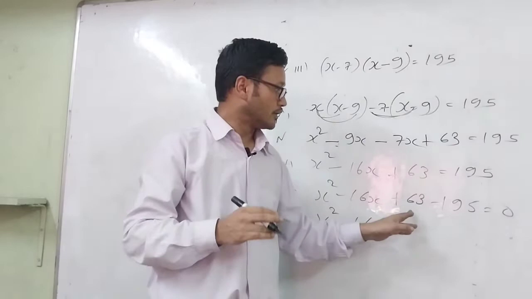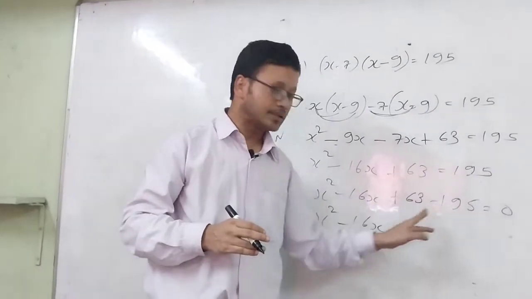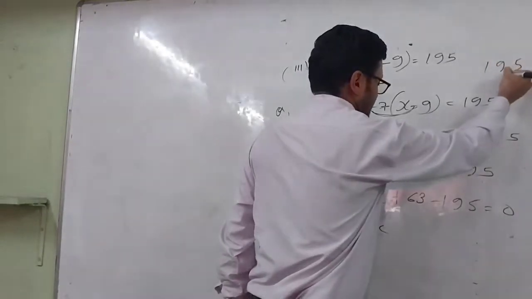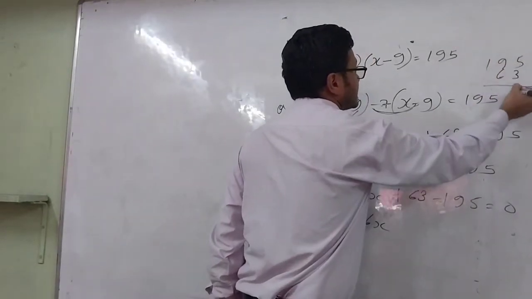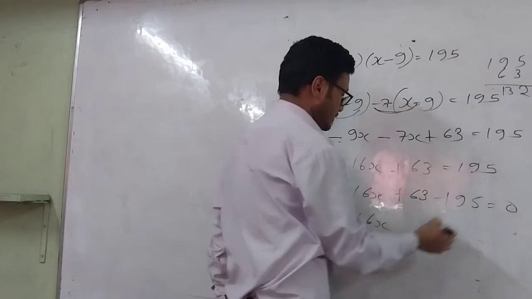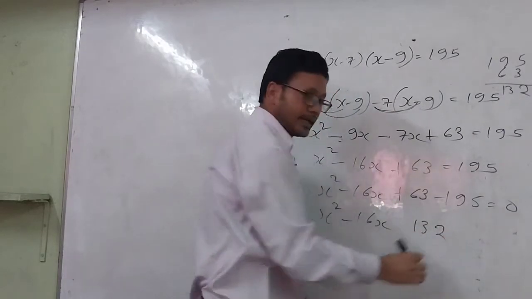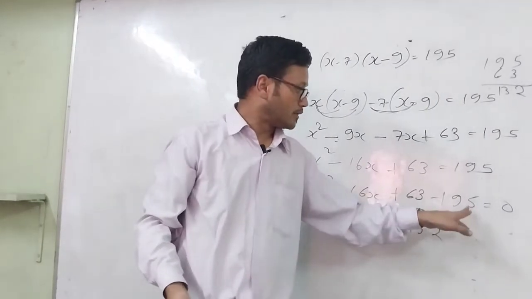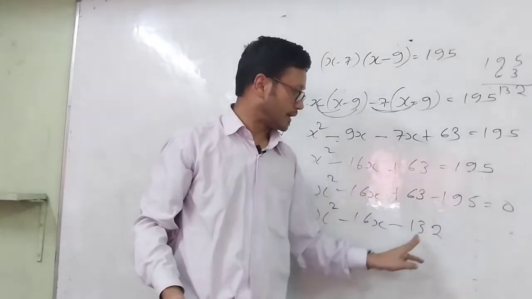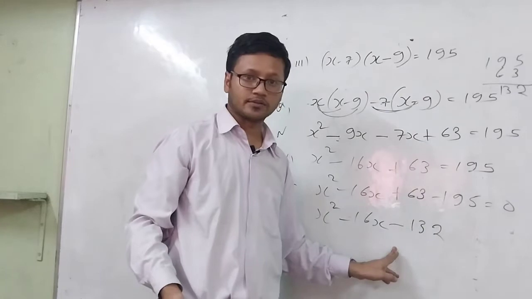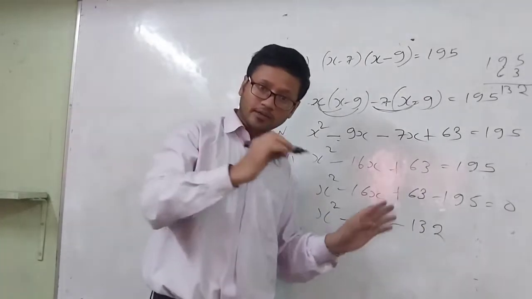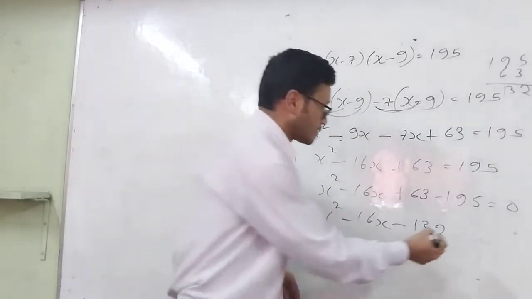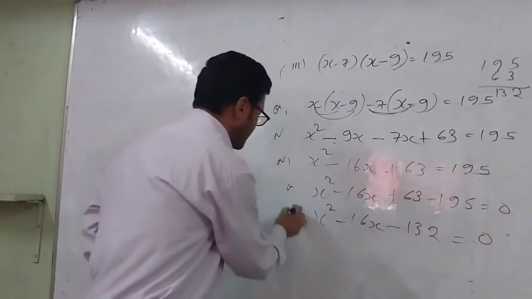Plus and minus the same number, we need to subtract. When you subtract 195 by 63, it becomes 132. 5 minus 3 is 2, so 132, and the sign will be minus because the sign of the bigger number, 195, is minus. No need to say plus into minus, just write minus because 195 is bigger than 63, then equals to 0.